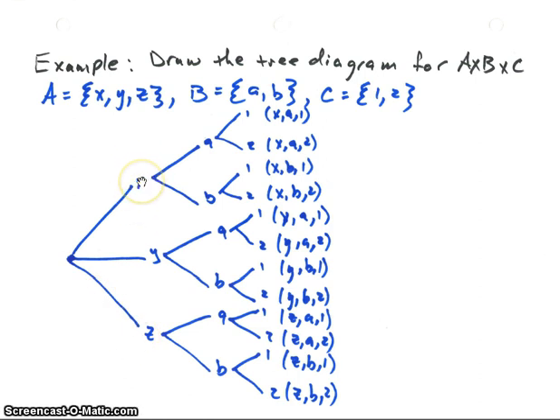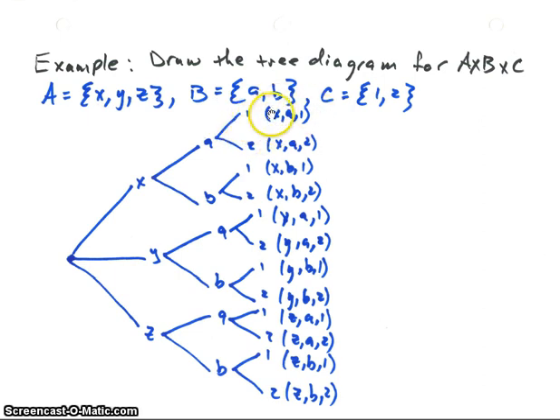From X, we will then put all the elements for the next set, in this case, B. So X will go to A and B, but we'll also do that for the other ones too. Y will also go to A and B, and Z will go to A and B. Then of course the last one we'll do is set C. So all the elements that we have at the end of the tree, we continue on with the last set. So A goes to 1 and 2, B goes to 1 and 2, and so on, all the way down.